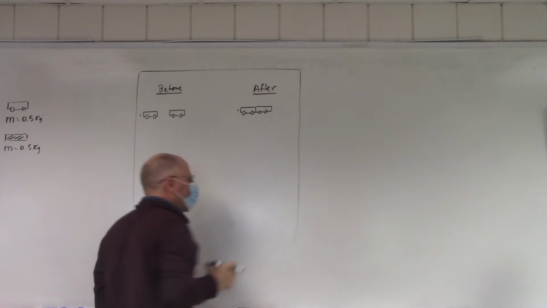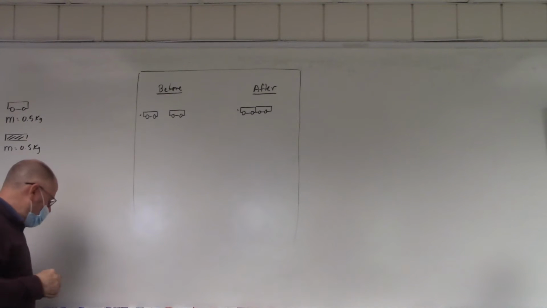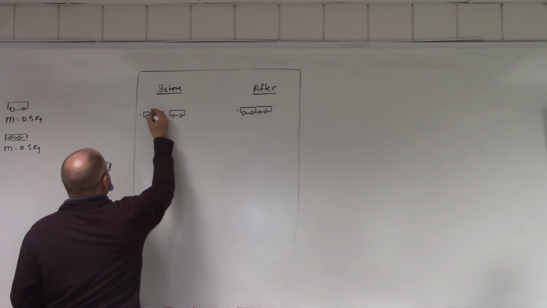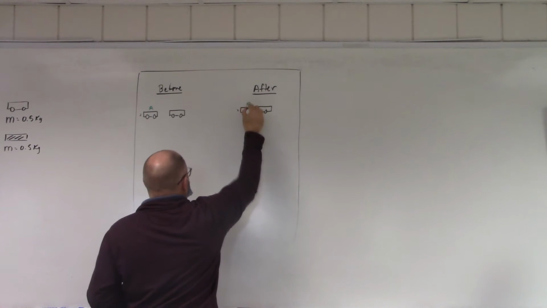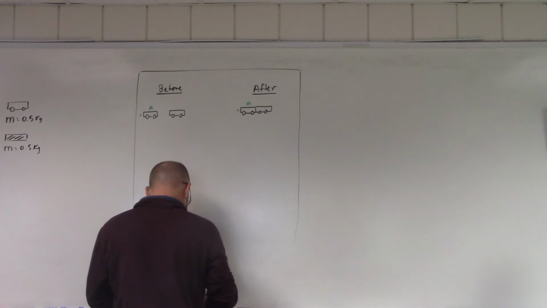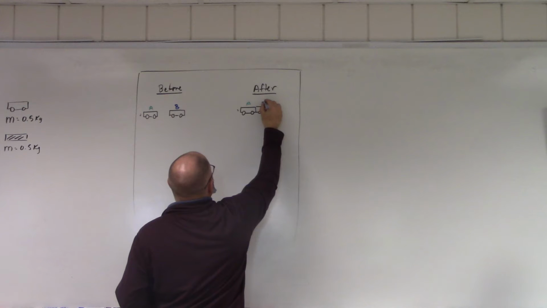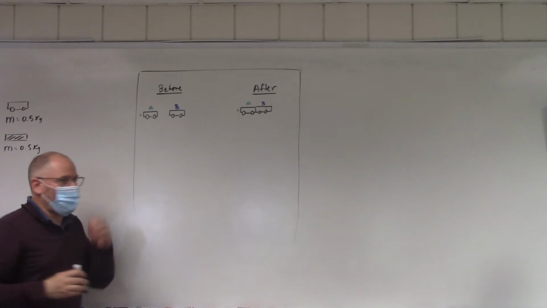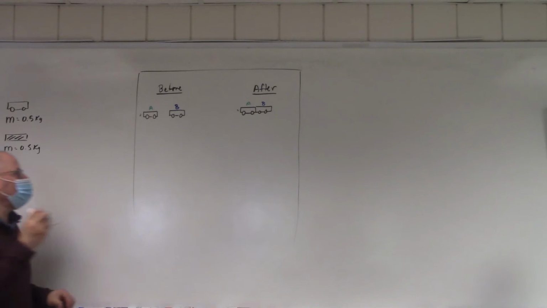So here's what you need to know. You can call your carts A and B. That's totally fine. I would like it if you gave them colors though. So let's make this cart A, and we'll make it green. Call this one B, and we'll make it blue. Does that look good? And then to analyze this, we're going to need an LOL, right? We're going to need some bar charts.